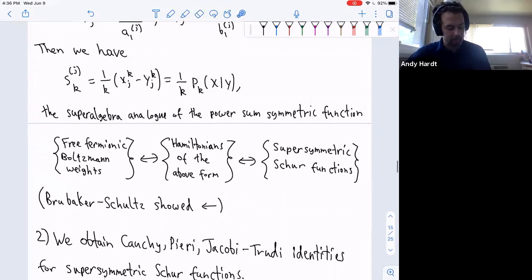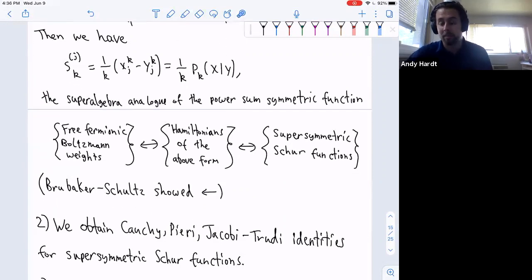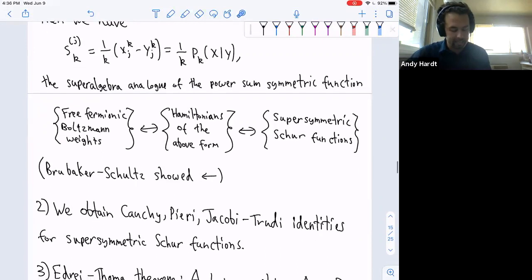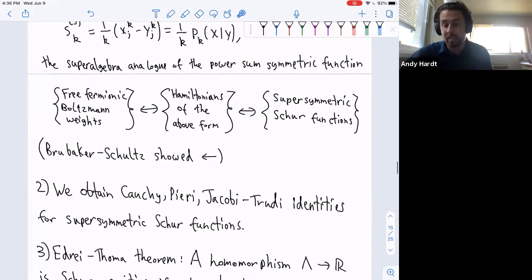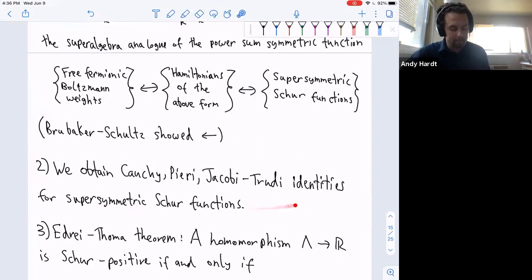So that's takeaway one. Takeaway two, I'm not going to go into that much, but I did promise we were doing identities. So I just wanted to say that by the procedures that I did above, we obtained Cauchy, Pieri, and Jacobi-Trudi identities for these functions. I believe these identities are all known for them, so I don't think any of those things are new, but we can have new proofs of these identities through this manner.